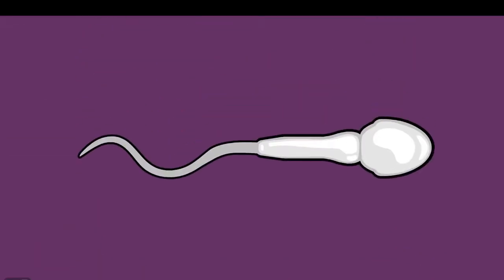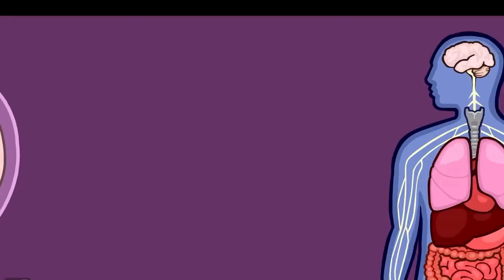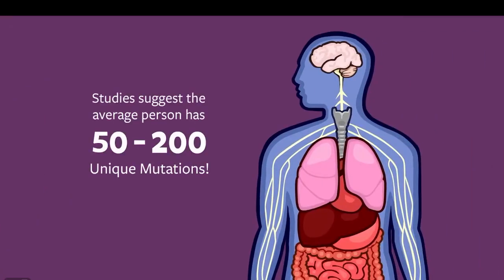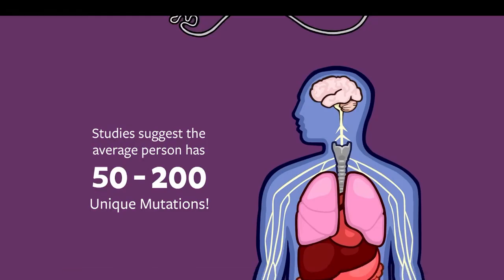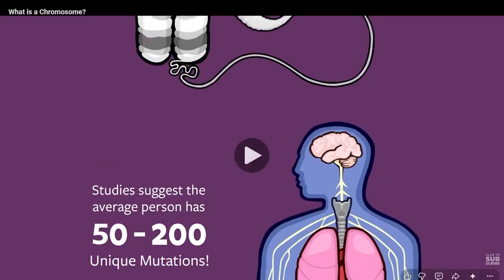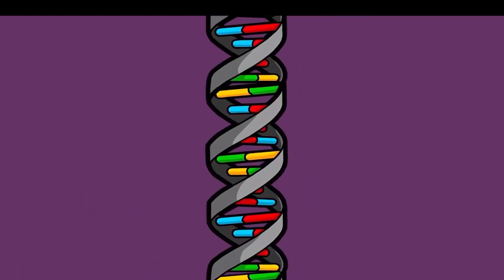These mutations occurred either in the sperm or egg, which fused to make you, or they occurred early on in your development, making it into all or many of your cells as you matured. These unique mutations represent brand new genetic information. So each person has 50 to 200 unique mutations. Those are ones that your parents didn't have. Those are ones that just happened either in the sperm or the egg, or that happened in the early development of the cells. Sequences of DNA that may have never been seen before in the history of the cosmos.